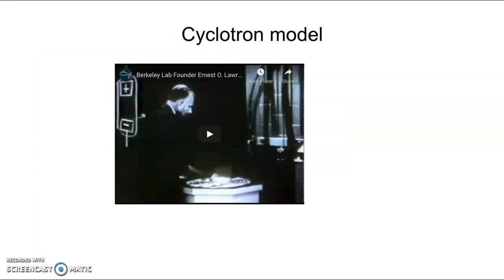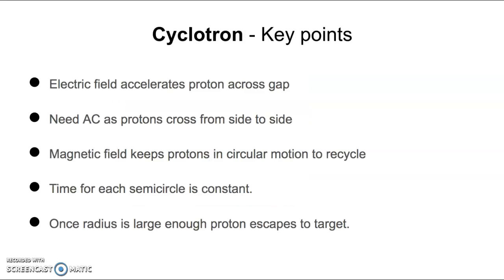There's a model there which you can watch later using the slides, but the key things are that it's the electric field that accelerates the protons. It's got to be alternating because it's got to go from side to side. The magnetic field is what keeps the protons in a circular motion, and the time, as you'll find out later on, is a constant time, and then it escapes to a target from the accelerator once the radius is large enough.